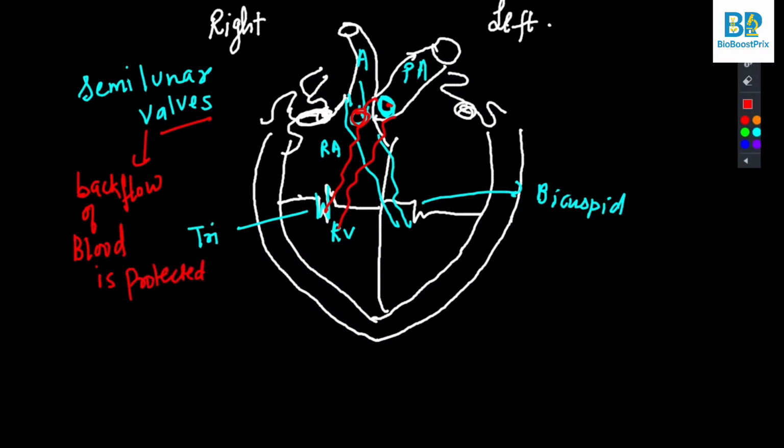So these are the valves that are present in the heart. Other than that, valves are also present in veins. Not in arteries, but in veins. In veins, valves are present.